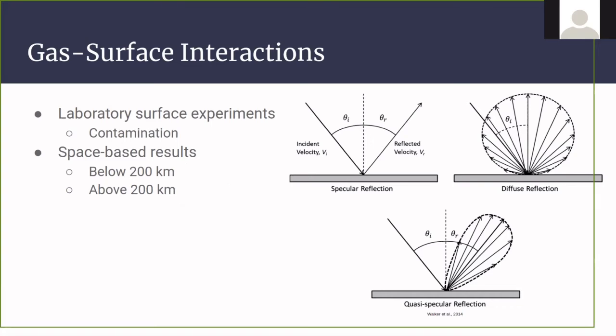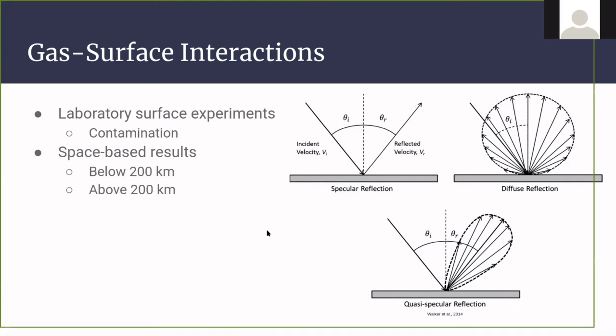I want to talk a little bit about what laboratory experiments and satellite observations have taught us about the nature of scattering in gas surface interactions, as well as the questions that we still have. In general, lab experiments show that surface contamination plays a role in the scattering. By contaminated, I mean that the surface is covered in a layer of adsorbed molecules, causing the scattering to be more diffuse-like. So for cleaner surfaces in the lab, scattering has been more quasi-specular.